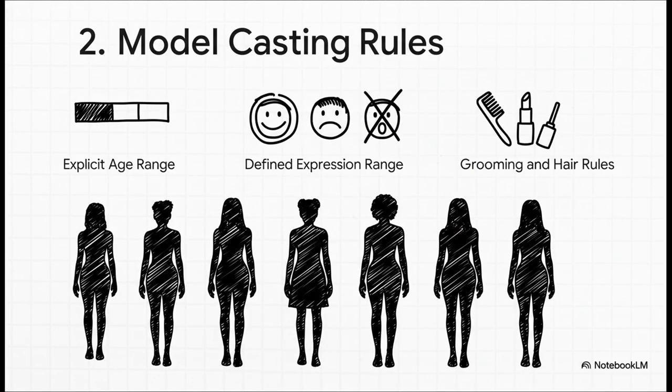Next, casting. And listen, even if you're not using a single recurring AI model, you still need casting consistency. You need to define an explicit age range. You need to set clear goals for body diversity. What's the approved range of expressions? Is it calm and confident, or is it more playful and energetic? And what about the details, like rules for nails, makeup, and hair? This is what makes sure every model feels like they actually belong to your brand.